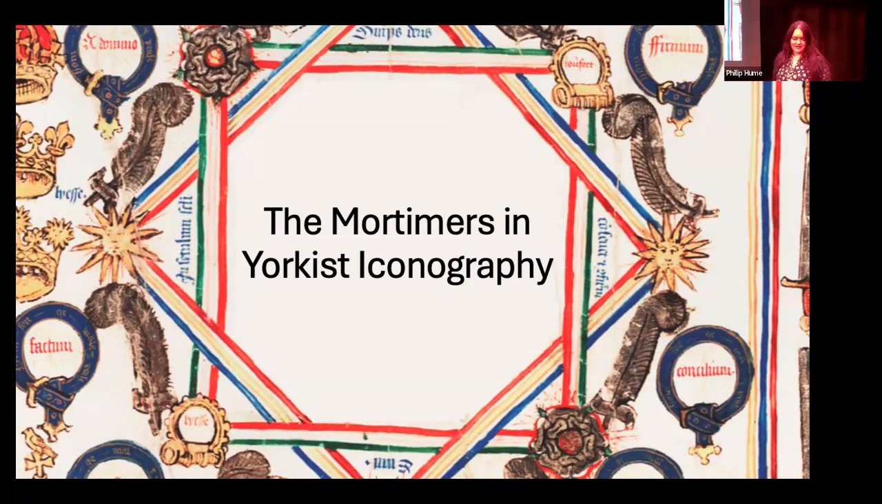My talk today is going to look at the depiction of the Mortimer lineage within Yorkist iconography of the 15th century. I'm particularly going to look at Richard, Duke of York, Edward IV, and Richard III, with a specific focus on Edward IV as the key figure here. I'm going to look at how each of these people used the Mortimer lineage within their imagery, and how this might have been understood by people who were viewing these images within the documents I'm going to look at.